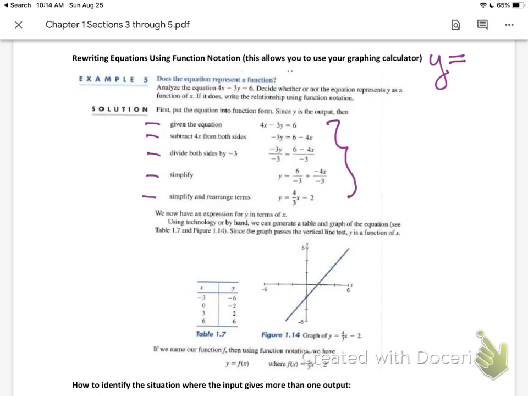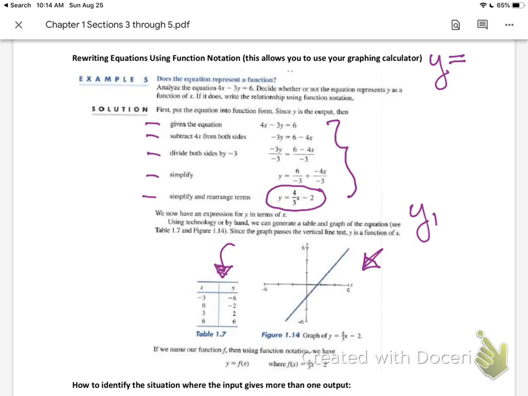Once you have your equation in this format, you can then put it in your y1, and you can either look at your table or you can look at your graph. So that's the nice thing about getting your equation in function notation in the form f of x equals, because that goes right in your graphing calculator.